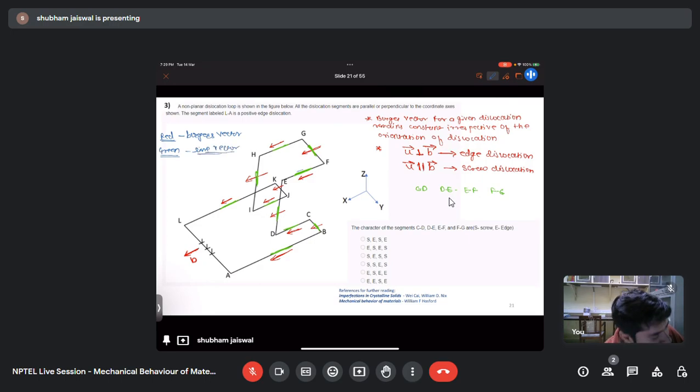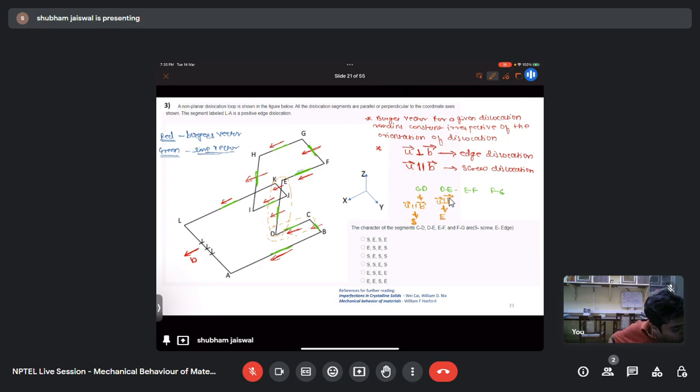So now they are asking us for the first element, which is CD. So here at CD, you can see that the line vector U is parallel to B. So this is screw dislocation. Now at DE, so here this segment is DE. At DE, U is perpendicular to B. So this is edge dislocation.